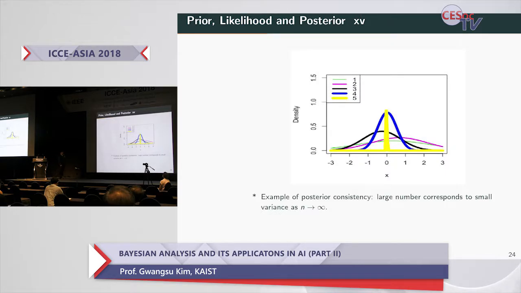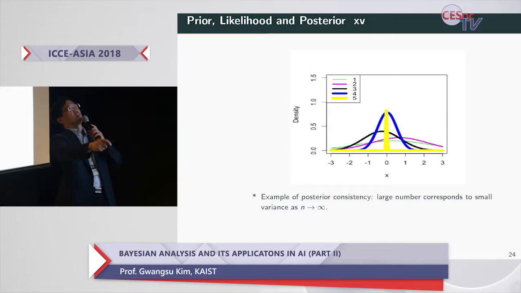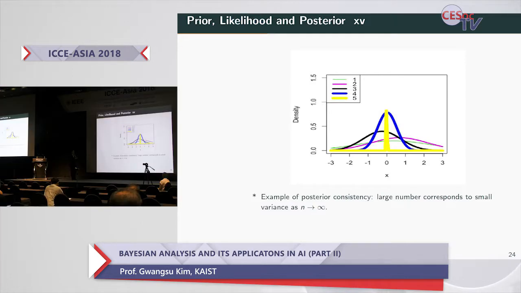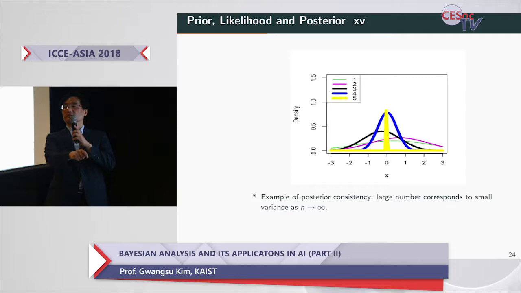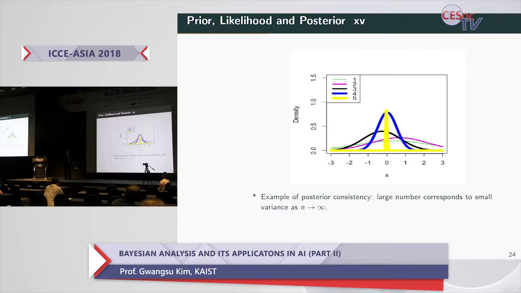Here is an example of posterior consistency. First, it is the first posterior, and it is the second posterior, the third, the fourth, and the fifth posterior. Can you see the variance of the posteriors? The variance of the posteriors decreases as the data size increases, as the posterior goes from 1 to 5. Then we have many data. The posterior can degenerate at this point. It means the posterior consistency.